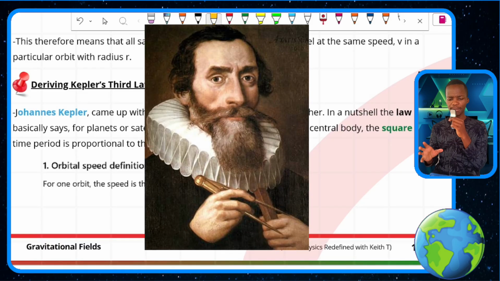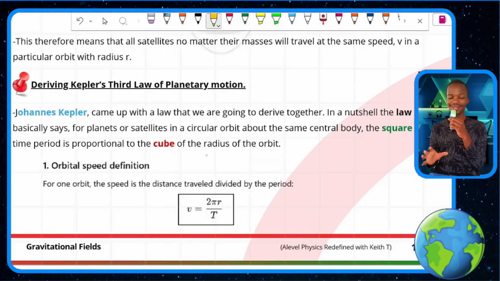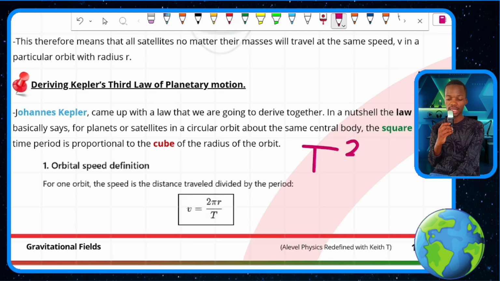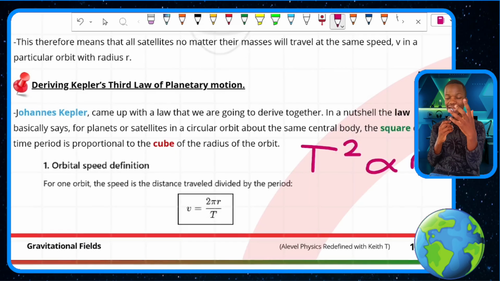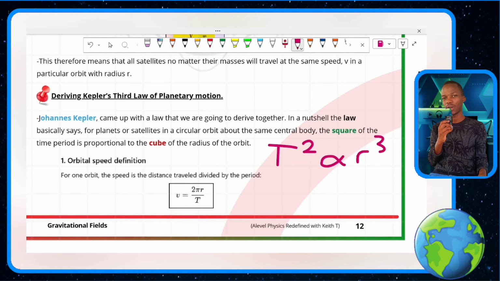So Johannes Kepler, a very smart guy, came up with a law that we're going to derive together. His point was, for planets traveling in a circular orbit about the same central system, the square of their time period, so if you take their time period and square that, is going to be proportional to the cube of the radius. So in other words, the time taken to rotate around that object is going to be proportional to the cube of the radius of that orbit, right?